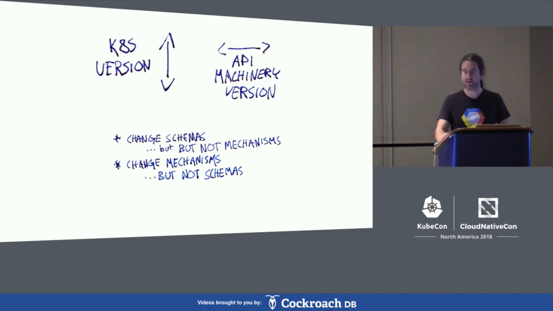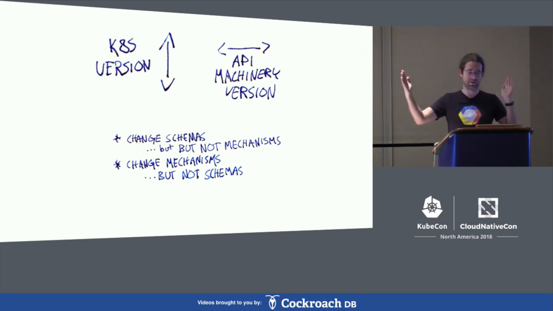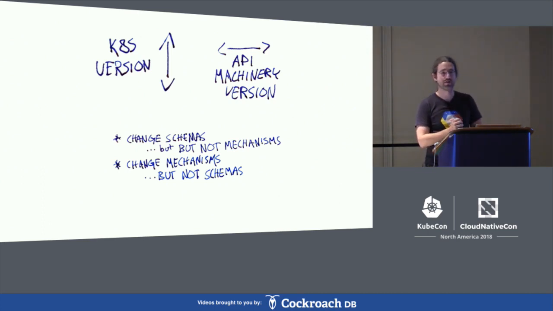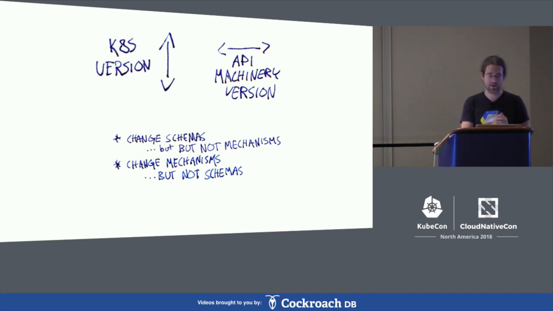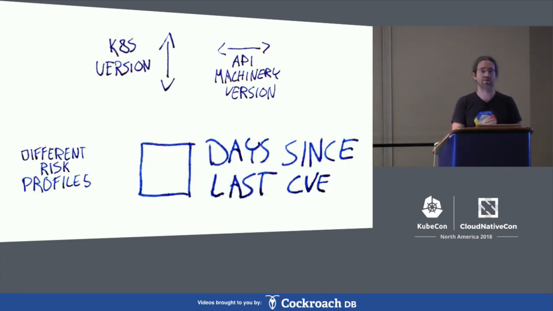So really what I'm saying here is the Kubernetes version is one dimension of your cluster, and the API machinery version is a different dimension. I think it's totally legitimate that you may want to change your schemas, but not your mechanism, that is, get the new version of your Kubernetes objects. I think it's also legitimate that you might want to change mechanisms, but not your schemas. I want to get a security fix, but I don't want to change my pod semantics, right?